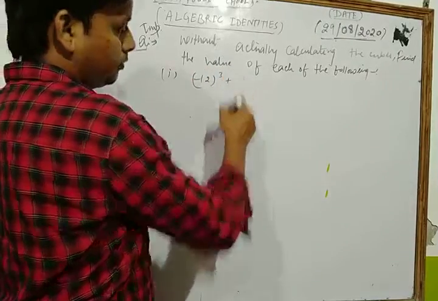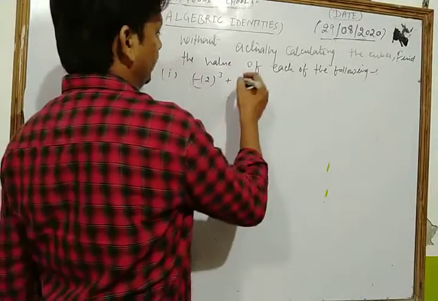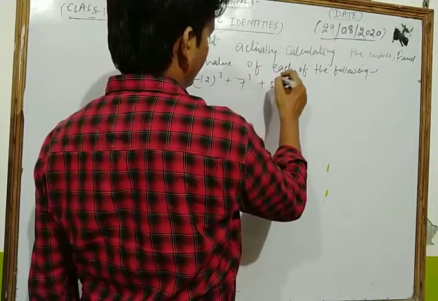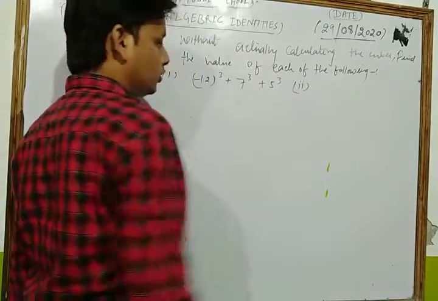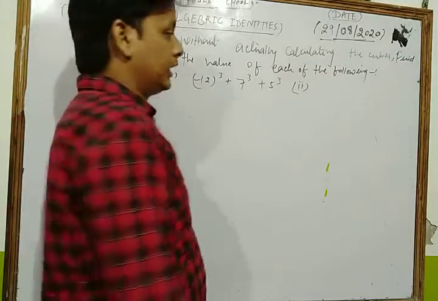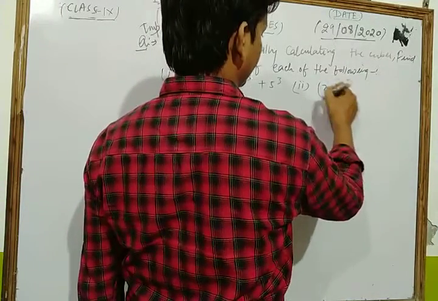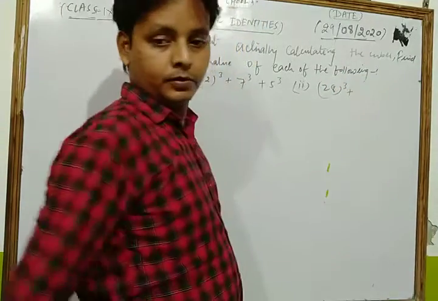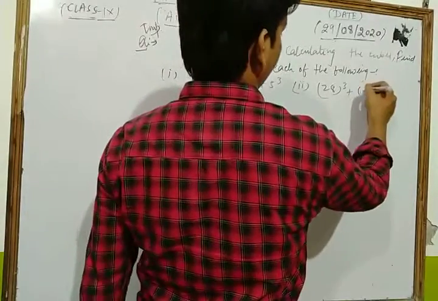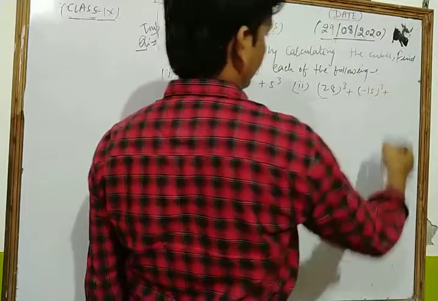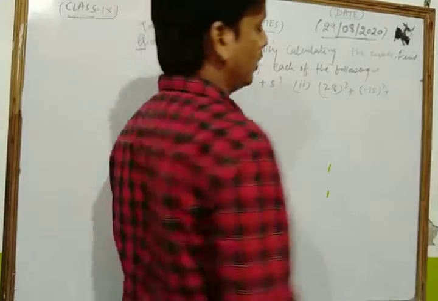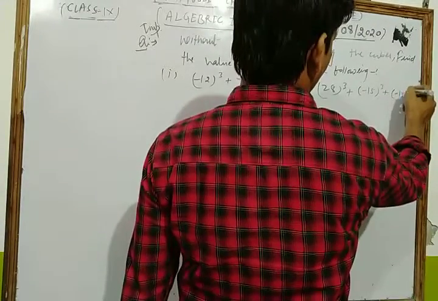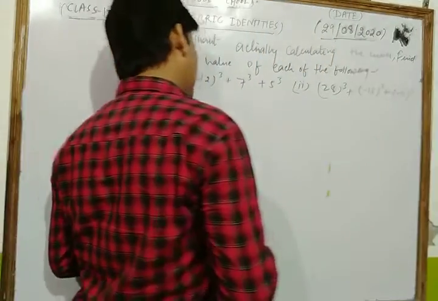The first part of this question is minus 12 cube plus 7 cube plus 5 cube, and the second part of this question is 28 cube plus minus 15 cube plus minus 13 cube.